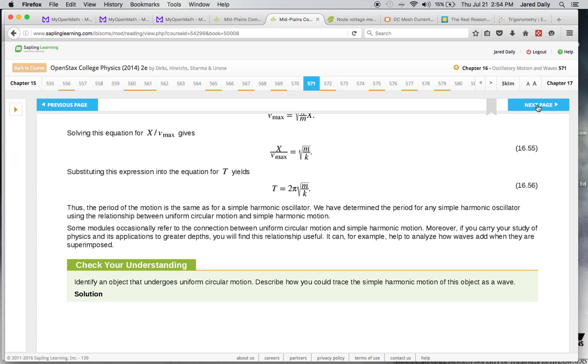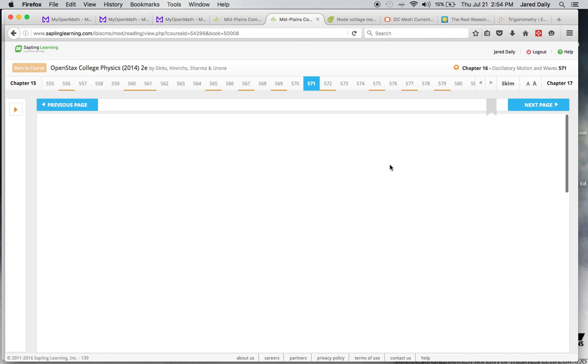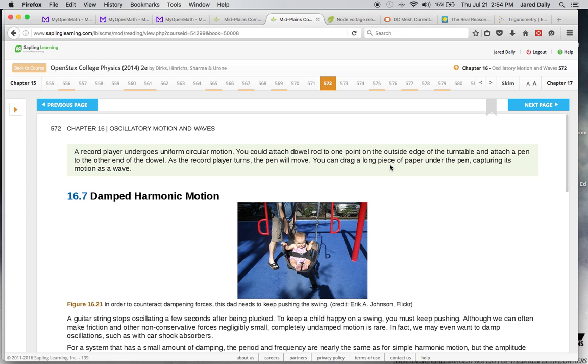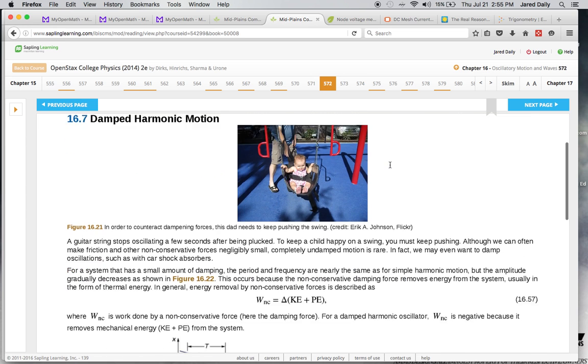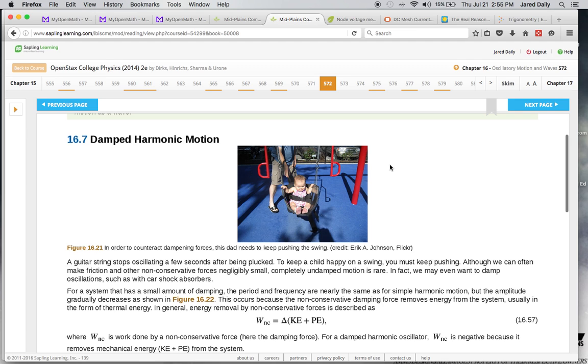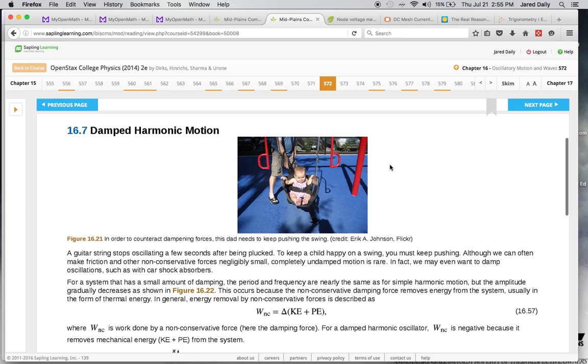So what we really learned there is that an object undergoing constant circular motion, or motion of uniform circular motion, where the speed around the edge of the circle is constant, is a harmonic oscillator.